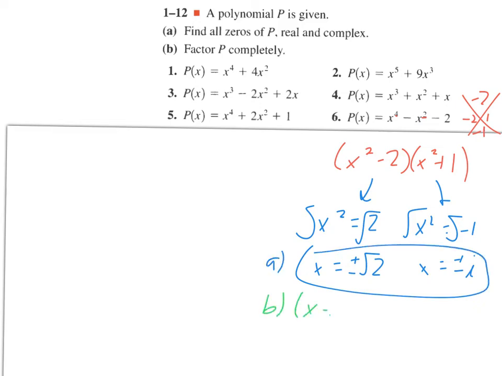So then for part B, once again, I can just build the factors based on x minus the zeros. So I can do x minus rad 2, x plus rad 2, x minus i, x plus i.